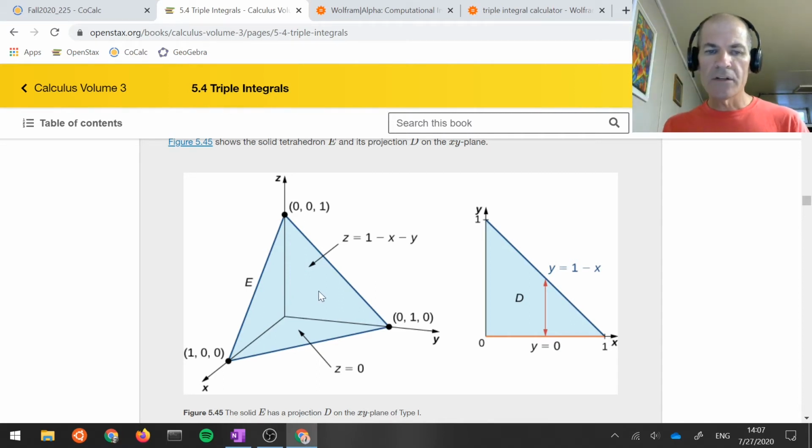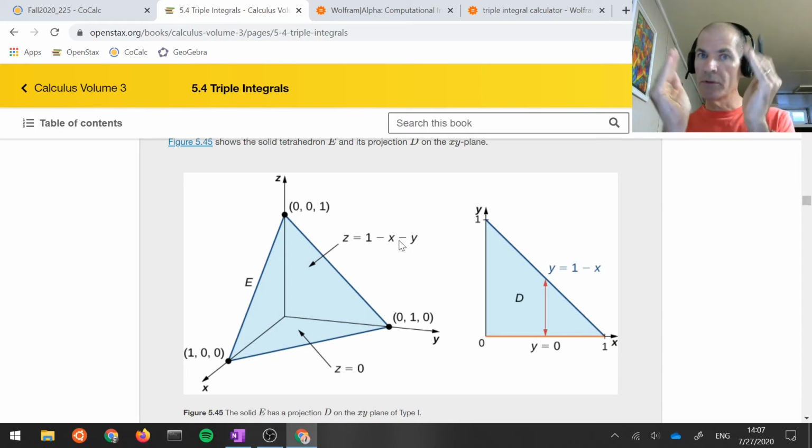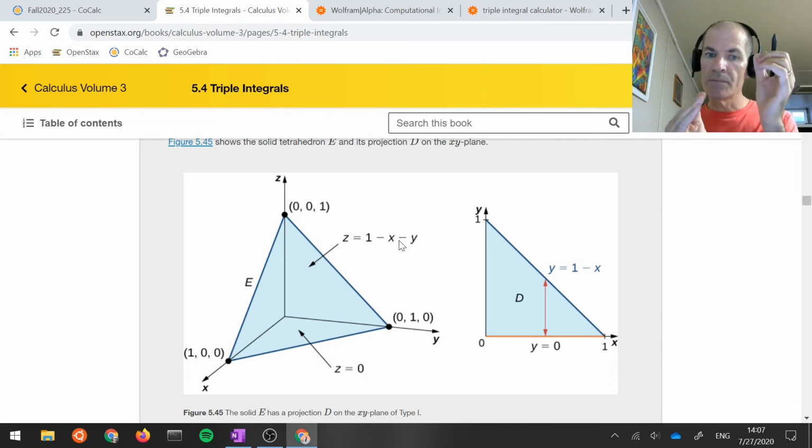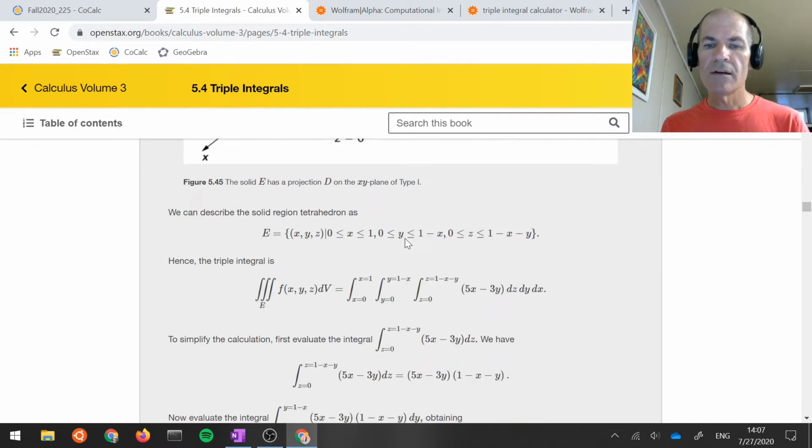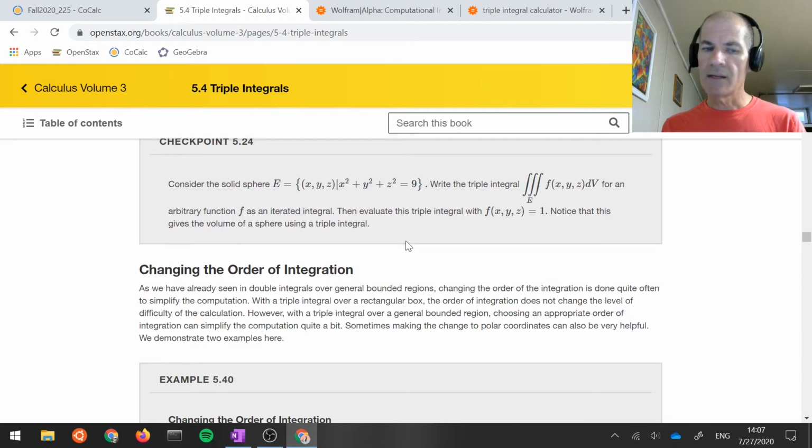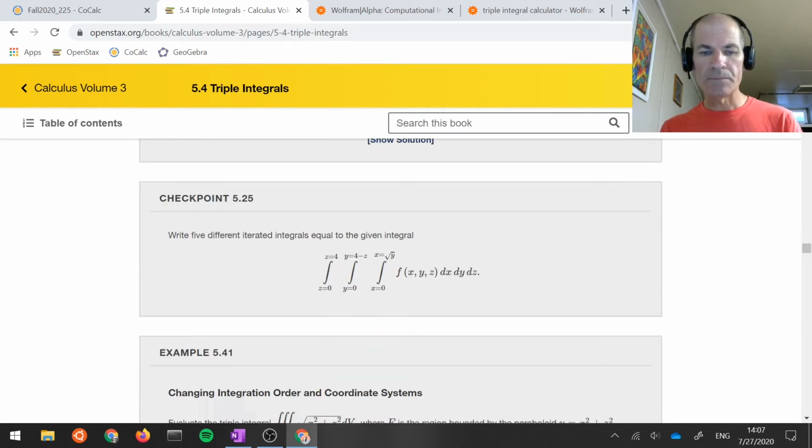That would require us to start y at 0 and end on the equation of this plane, which would mean we would solve for y in terms of x and z. y is equal to 1 minus x minus z, and so the limit of integration in the y direction, if you were doing that first, would go from 0 to 1 minus x minus z. You have to rethink all three limits of integration to change the order of integration, and I promise to do an example of that as well.